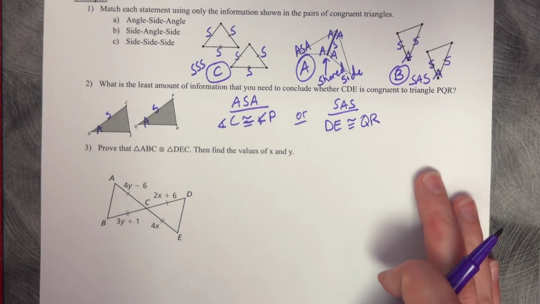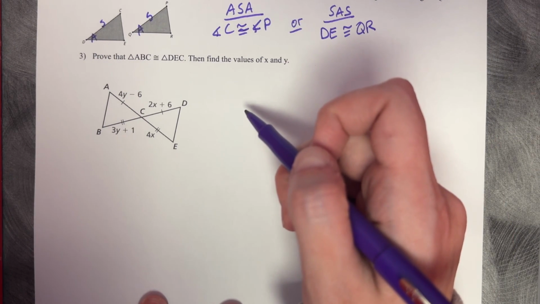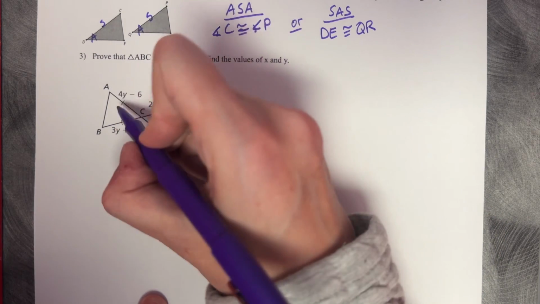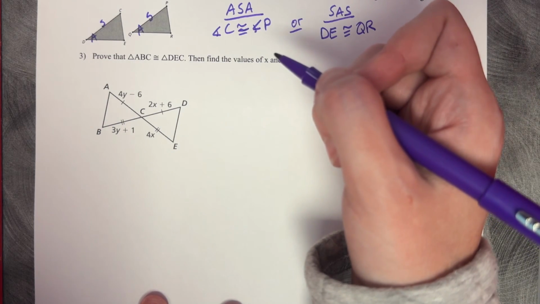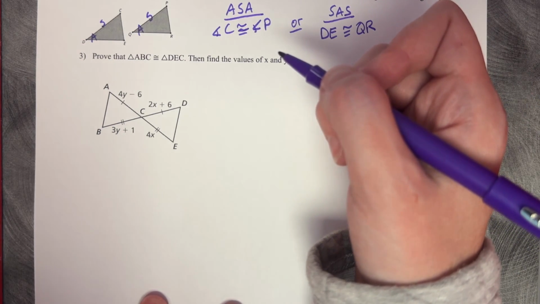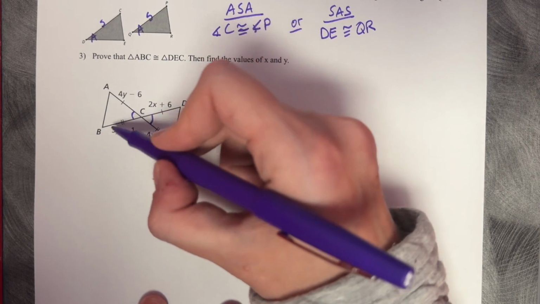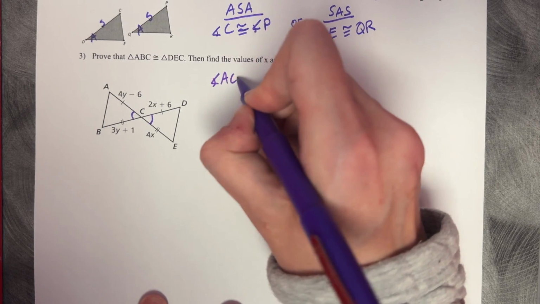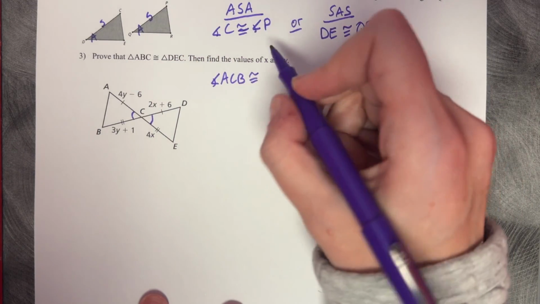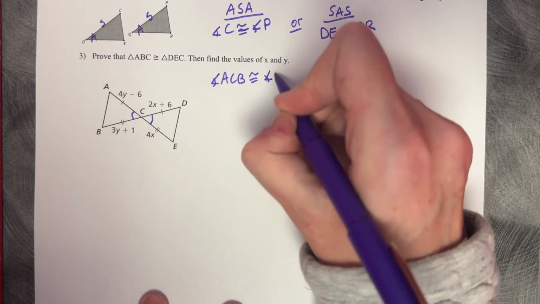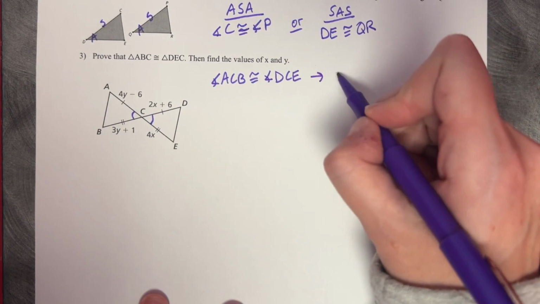All right, so our last one here, it says prove that triangle ABC is congruent to DEC, and then find the values of x and y. So right now I've got a side, and then a double tick mark side and side, but what we're lacking is either a third side or some type of included angle. The included angle that we can add here is that angle ACB is congruent to angle DCE. And those two are across from each other on a diagonal, and that's what's called vertical angles.